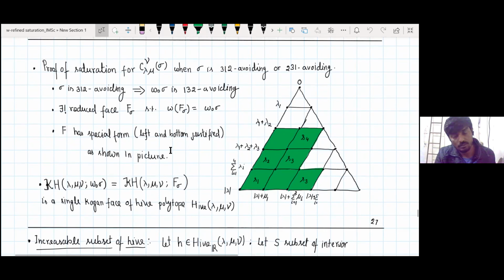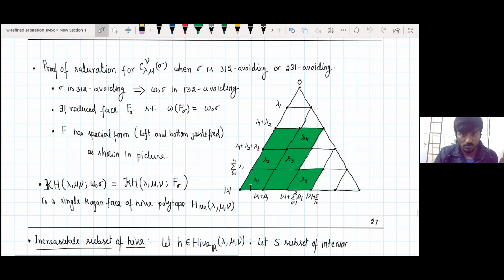So what is this special form? It comes in this shape. It will be left and bottom justified. If you just color this, you see that it is left justified and bottom justified. It will always be in this shape, and in between there is no hole. It is like taking an inverted Young diagram and tilting it by 30 degrees. So it will always come in this shape, and because of this shape only are we able to prove it.